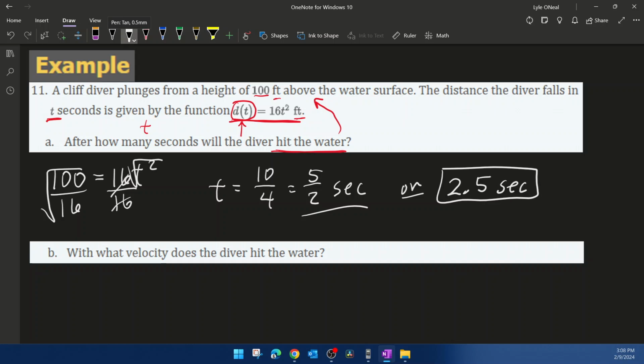How long will it take him to hit the water? 2.5 seconds. That he has to consider all of his life choices before he hits the water, okay?